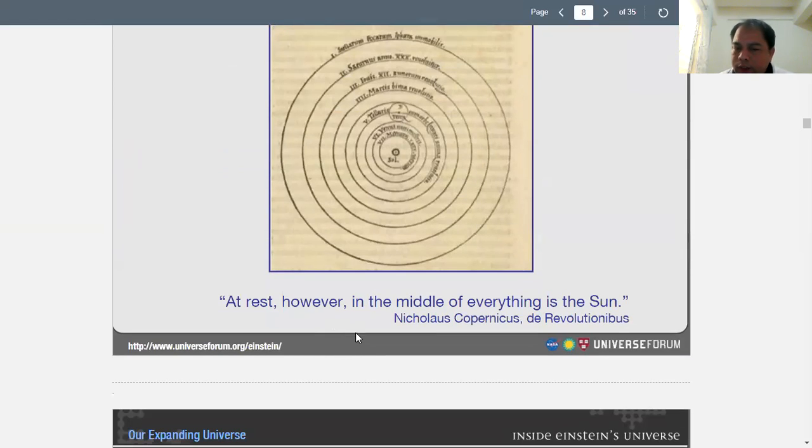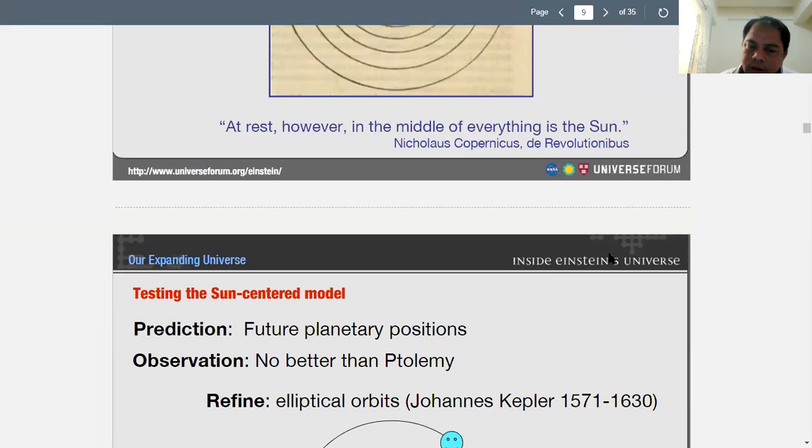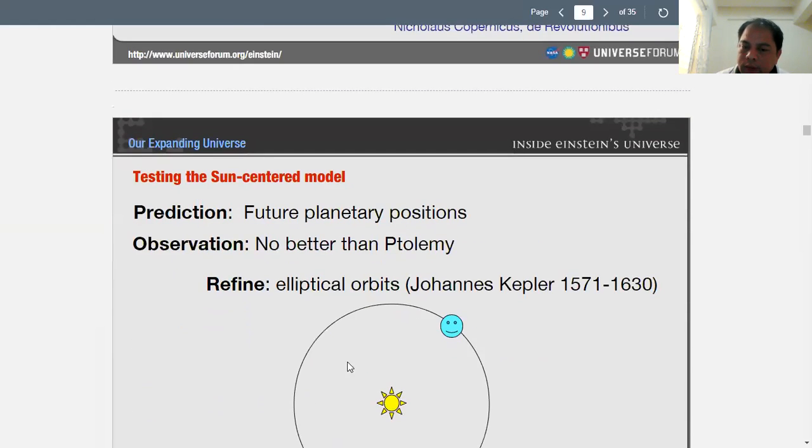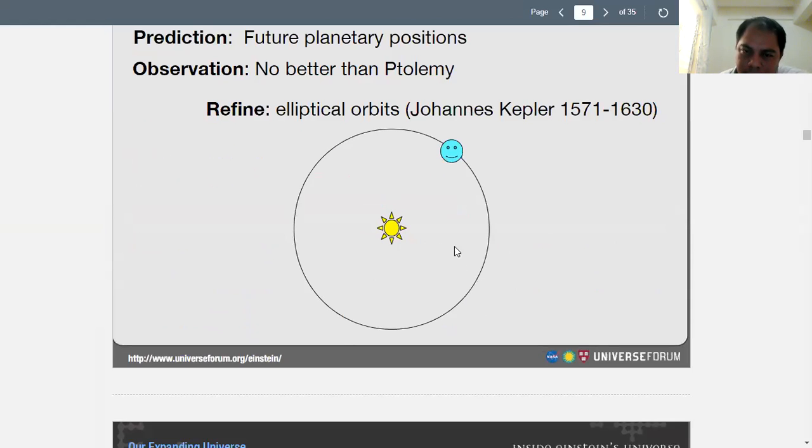At rest, however, in the middle of everything is the sun. And if that's the claim, then the sun is not actually the center of our universe, as we will realize today. So the sun-centered theory cannot also predict future planet positions, because Kepler was able to show us that the motion of the planets is in an elliptical orbit.